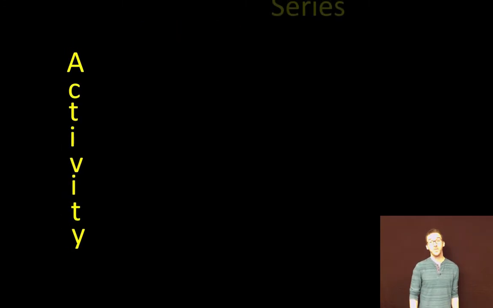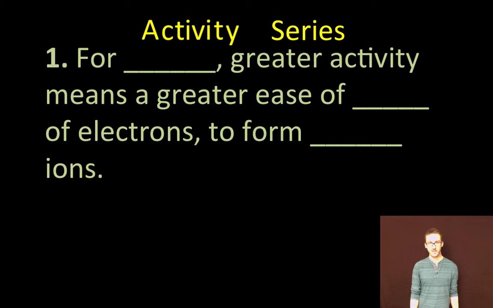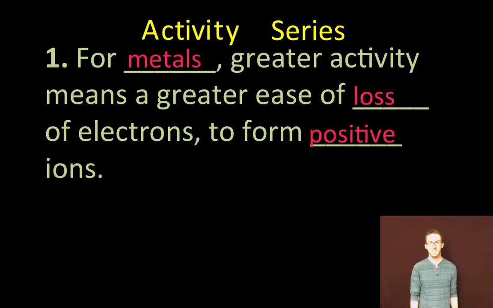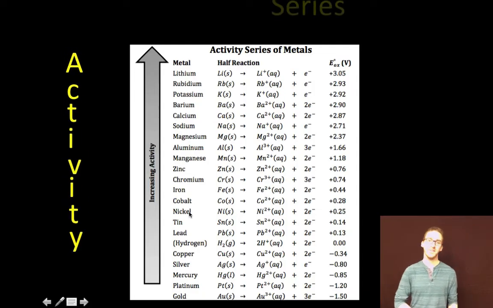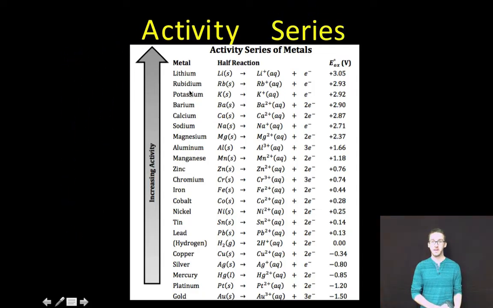All right, so let's start with the metals. Your metal activity series is going to organize your metals in terms of their ease to lose electrons and form positive ions. So as you take a look at this activity series, the metal that is going to lose its electrons most easily is lithium. And on this list, the element that's least likely to lose its electrons and form a positive ion is gold.